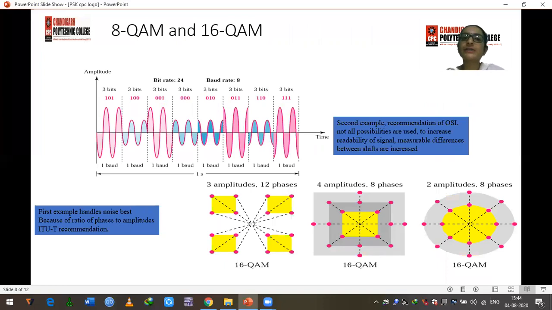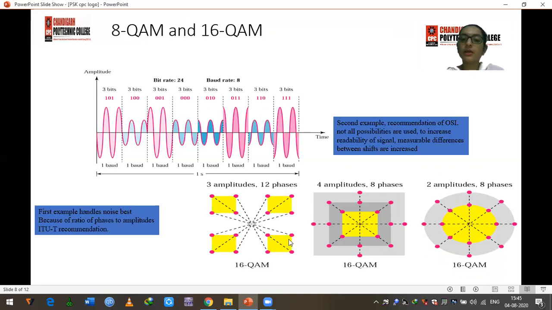Now starting with the 8 QAM and 16 QAM. Here we are going to take an example: if we send data of 101, the phase shift will be like that. For 100, the phase shift will change. Again for 001, the phase changes. This is the recommendation of ITU. Not all the possibilities are used in this, to increase the readability of the signal. Unmeasurable differences between the shifts are increased. So the first example, we can say, handles noise best, because of the ratio of phases to amplitudes.